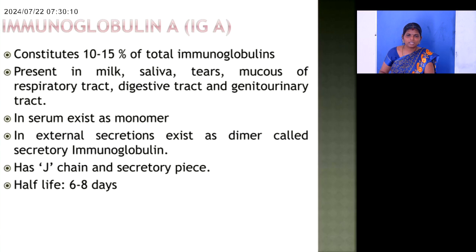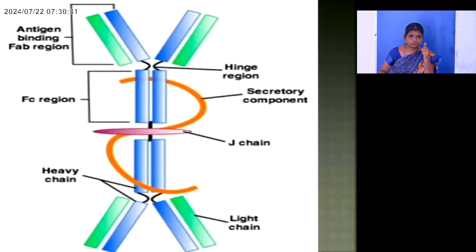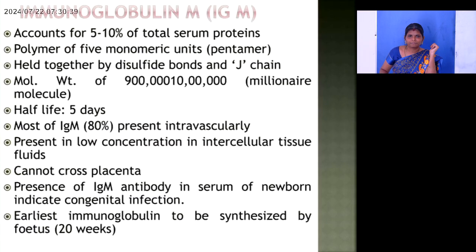Then IgA, the second most abundant immunoglobulin. IgA is a dimer. Two immunoglobulins are joined together by a chain, so it is a dimer. The half-life will be 6 to 8 days. Each immunoglobulin has a different half-life. So this is the structure of IgA: two immunoglobulin units joined together by a J chain, the joining chain.